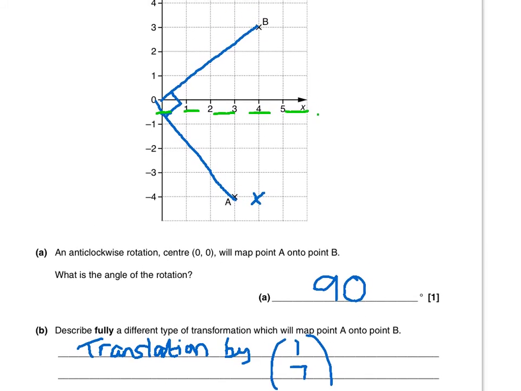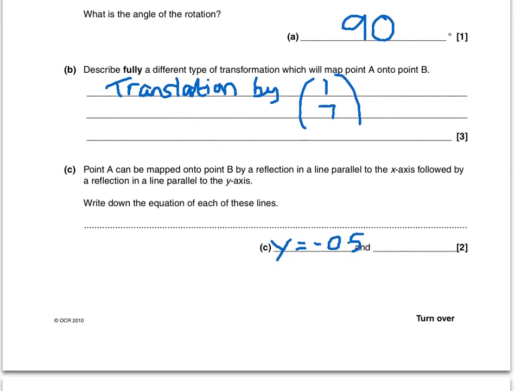So that reflects it to there. Now we just need to reflect it in a line that we straight up here. So the line that this bit's reflected in will be this one here. And this here is where x equals 3.5. So it's now been reflected in the line x equals 3.5.